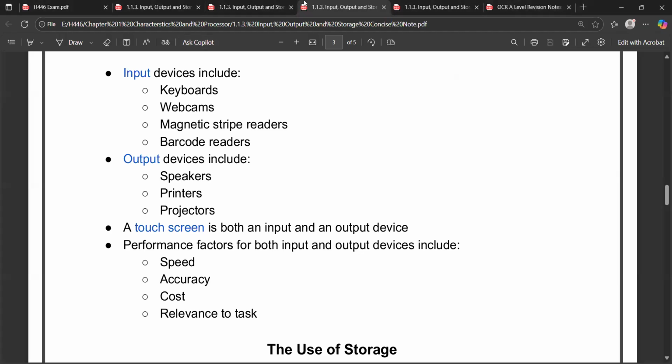Isn't speed and relevance to the task basically efficiency? Yes, yes, yes, it is indeed.